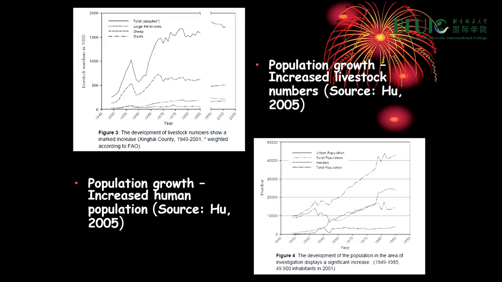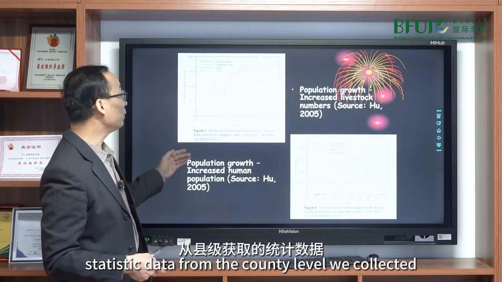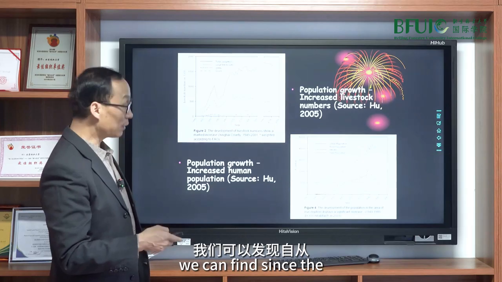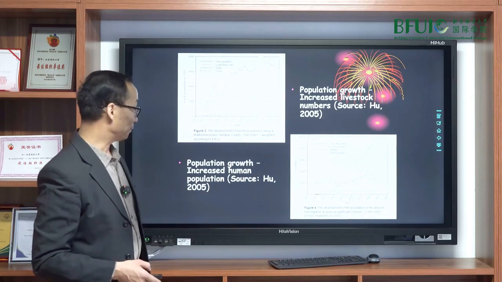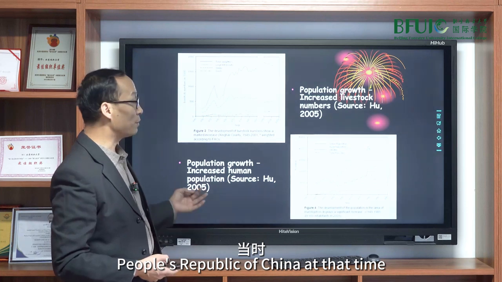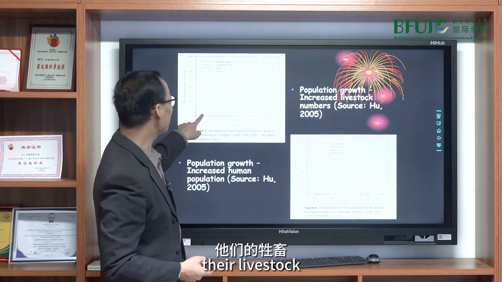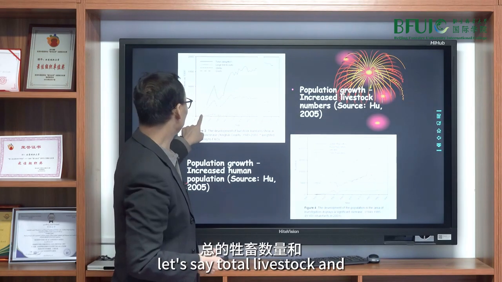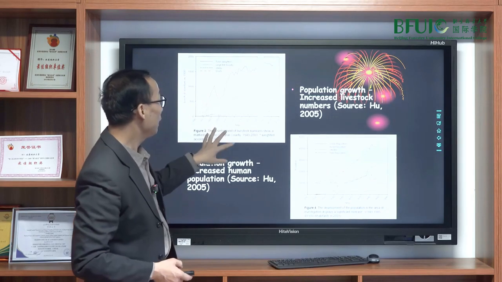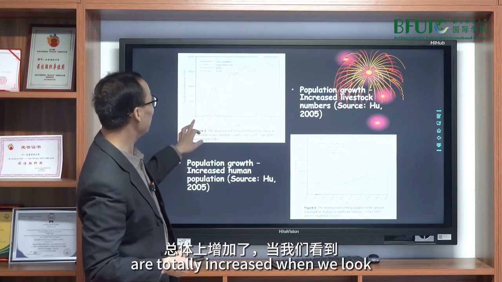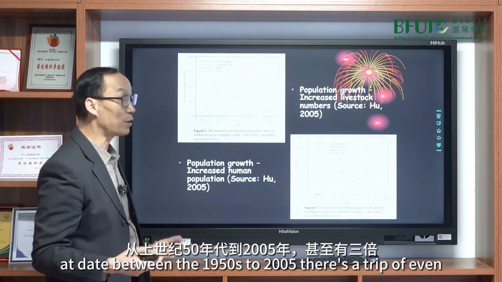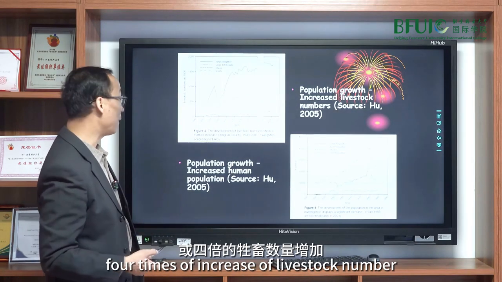Here is statistical data from the county level. We look at a county on the Qinghai Tibetan Plateau, Xinhai County. We can find that since the 1950s, the foundation of the People's Republic of China, the total livestock, including large herbivores, goats and sheep, have increased. Between the 1950s and 2005, there was a triple, even 4 times increase of livestock number.